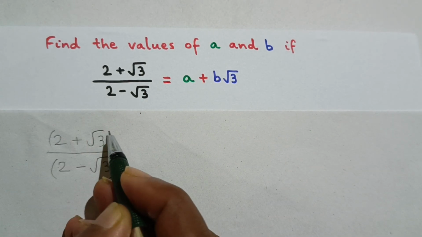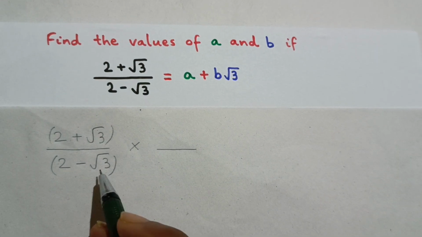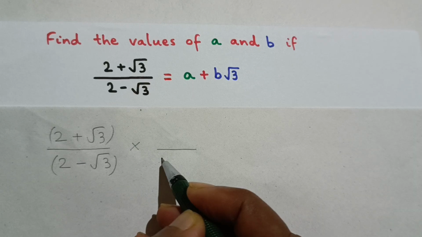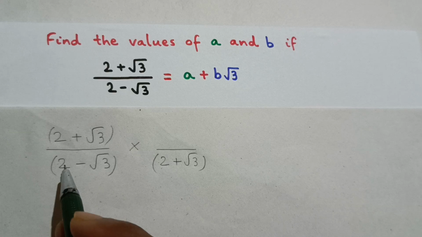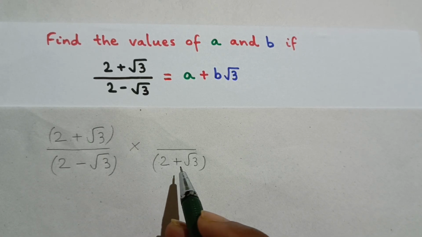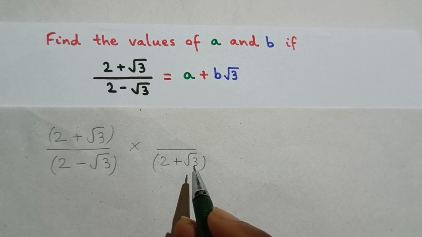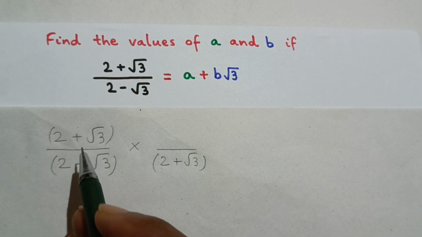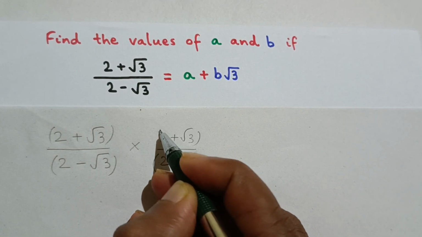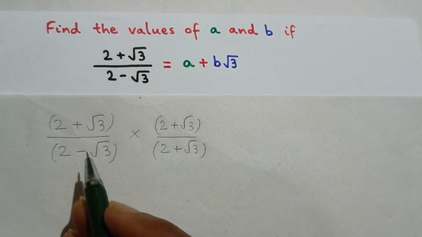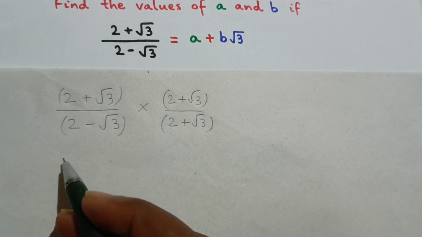To rationalize the denominator of this expression, I will multiply the denominator with 2 plus square root of 3. And since I am multiplying the denominator with 2 plus square root of 3, I will multiply the numerator also with 2 plus square root of 3. So this upon this multiplied to this upon this. So let us solve this.